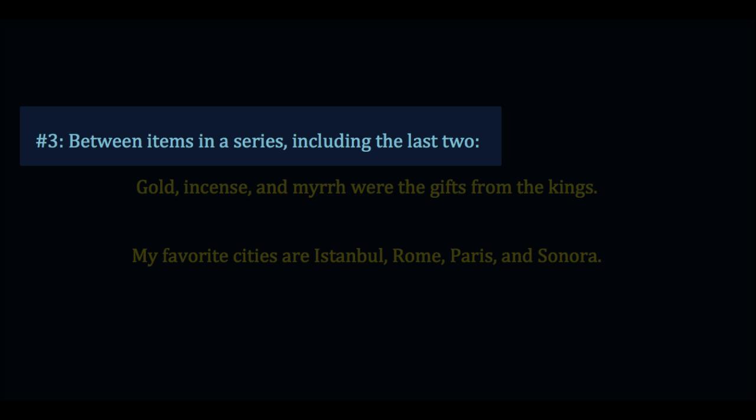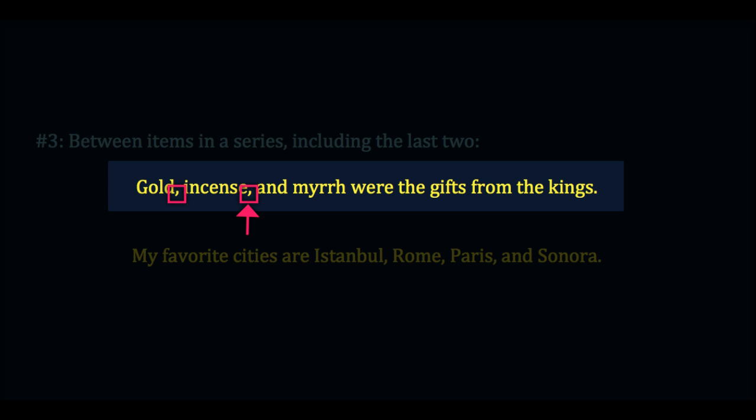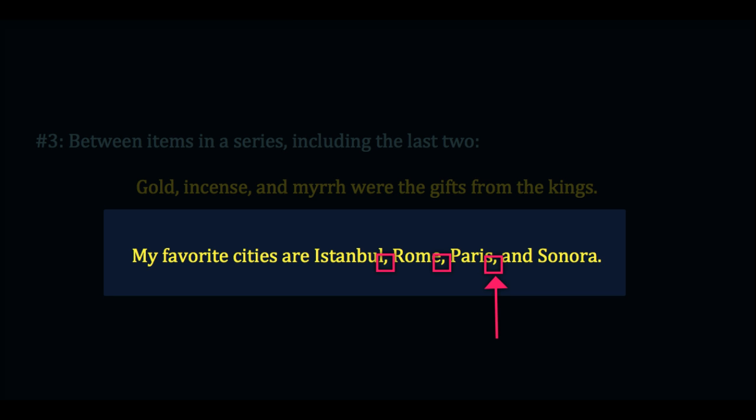Number 3: use commas between items in a series, and this is important, including the last two. "Gold, comma, incense, comma, and myrrh were the gifts from the kings." Notice that comma between incense and myrrh, between these last two items. "My favorite cities are Istanbul, comma, Rome, comma, Paris, comma, and Sonora." It's that last one that's confusing, and yes, you could almost get away with it.